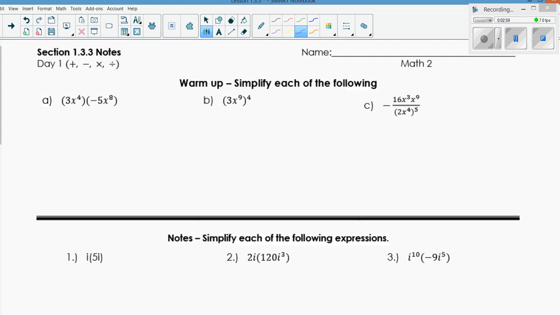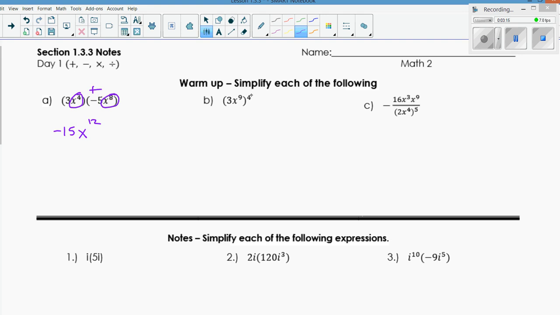Okay, so let's check your answers. 3 times -5 makes -15. x to the 4th times x to the 8th: here I'm multiplying 4, here I'm multiplying 8, which actually means I'm multiplying a total of 12. I add those exponents there.